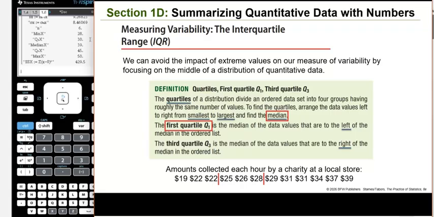Think of quartile like a quarter, like 25%. If you look at the top half of the data, those 6 numbers, the middle is going to be between 31 and 34. That's the third quartile, or 75% point. So now, actually, you can see it. There's 3, 3, 3, 3. We split the data exactly into 4 equal parts. 25%, 25%, 25%, 25%.